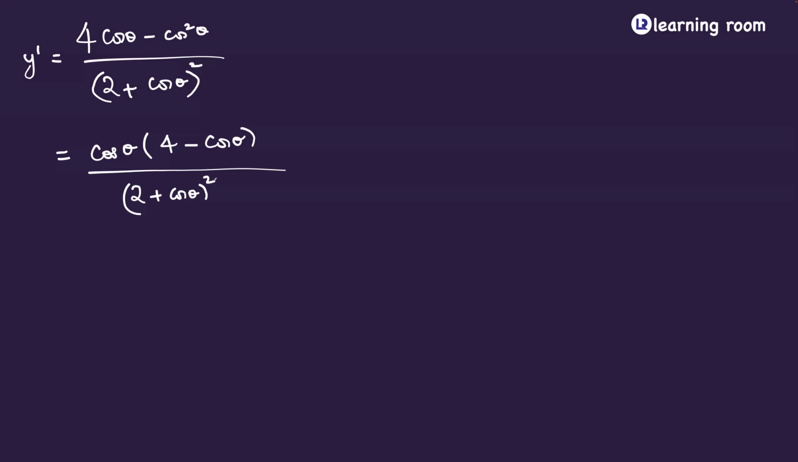For y dash to be increasing, what should be the condition on y dash? It should be greater than 0. So my job is to prove that this is greater than 0 in the given domain of this question. In the given domain, in the first quadrant, what is cos theta?